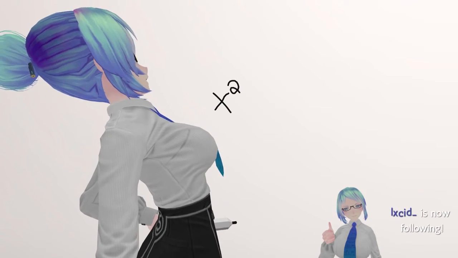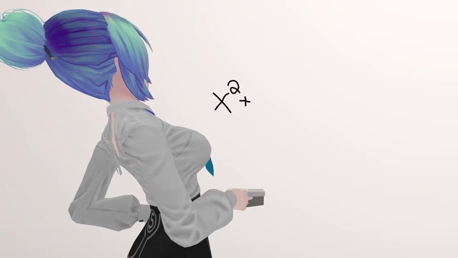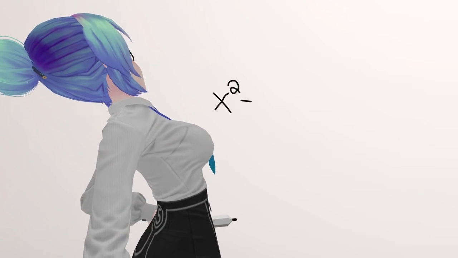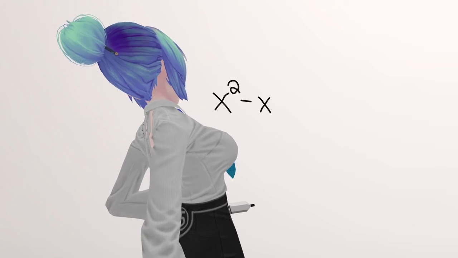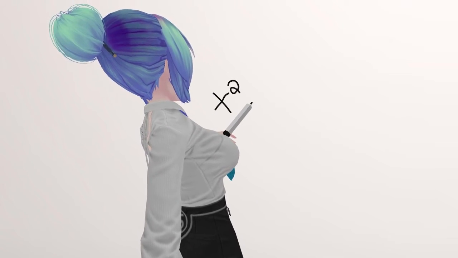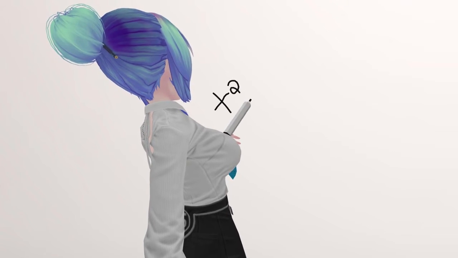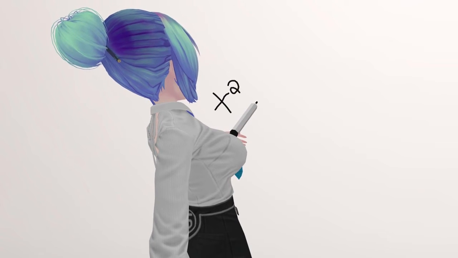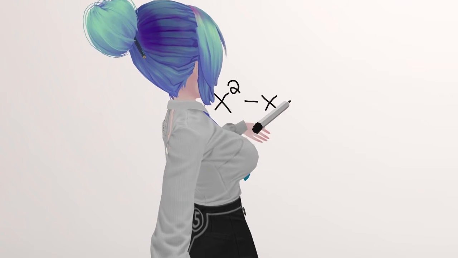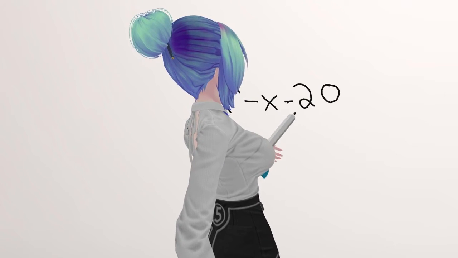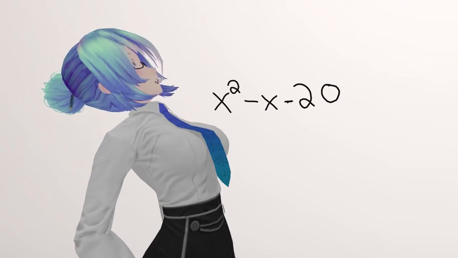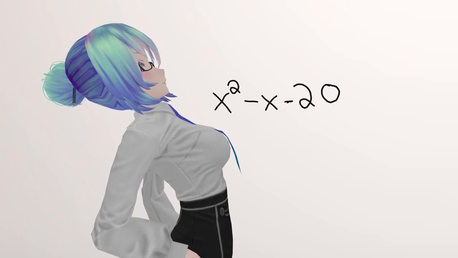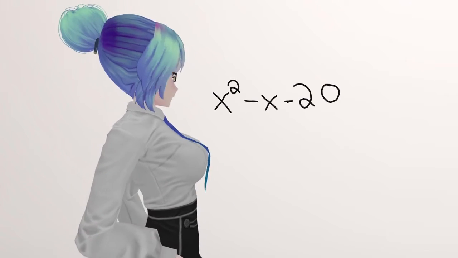Let's factor x squared, let me think, plus, minus, what should we do? Minus x, no. Dang. I want to make this slightly difficult. Minus x minus 20. Okay? x squared minus x minus 20. Let me think in my head now if this is factorable real quick. Right. Yes, this is factorable. Okay. Here we go.